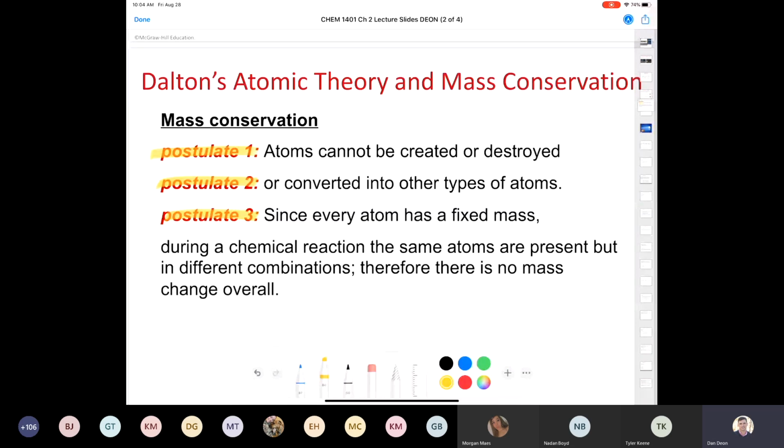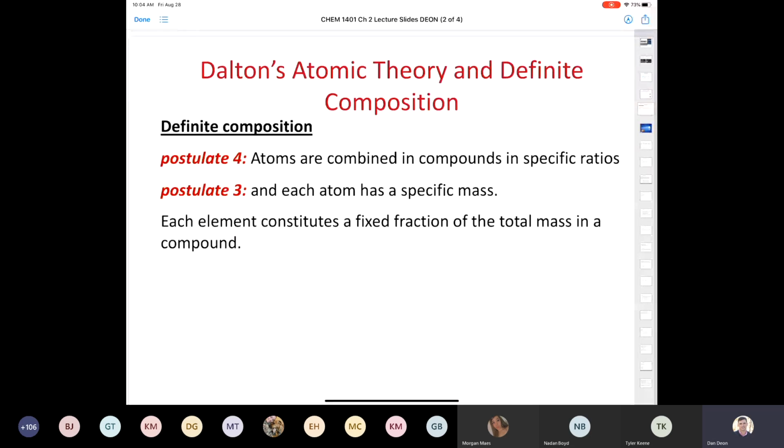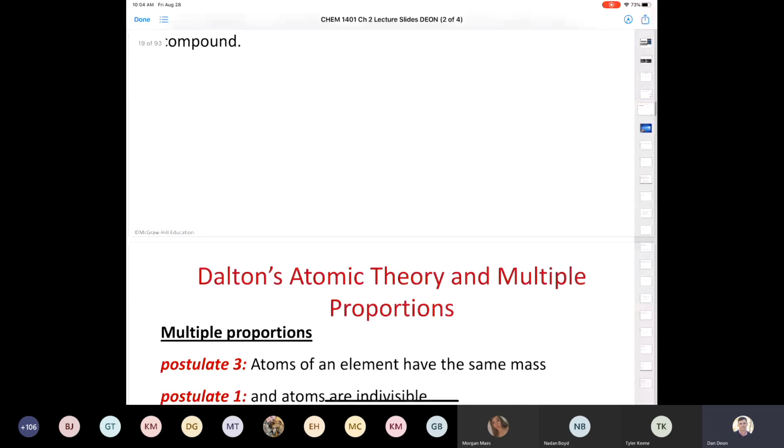I think there's another example in here. This is just showing Dalton's atomic theory and how it explains the law of definite composition, which we already looked at. So I'm not going to spend a lot of time on this. Postulate 4 says atoms are combined in specific ratios. Each atom has a specific mass, and so each element constitutes a fixed fraction of the total mass in a compound. So nothing more than just proving these laws using Dalton's atomic theory. The law of multiple proportions is also proved. I'm going to let you read that, and we're going to move on to a problem.